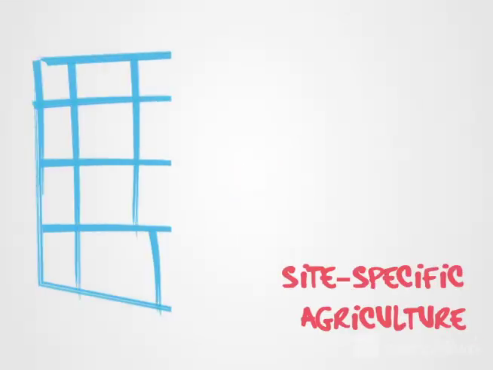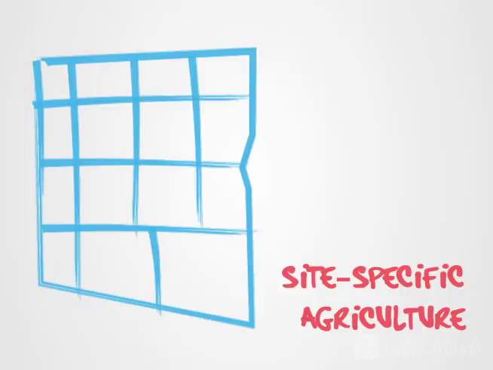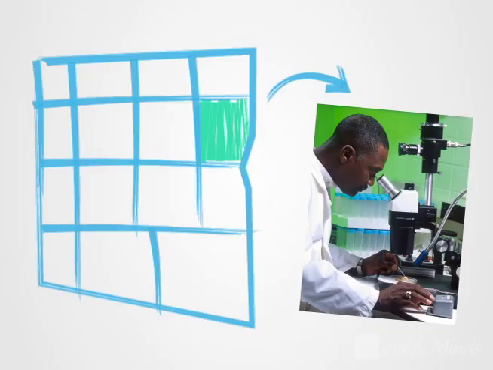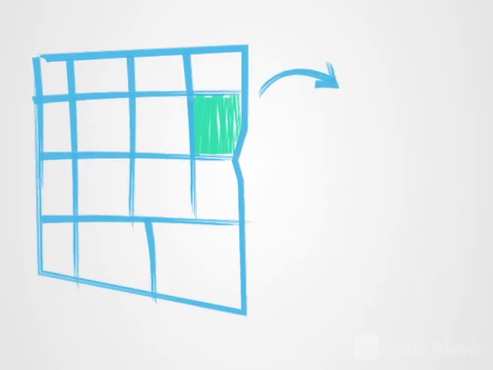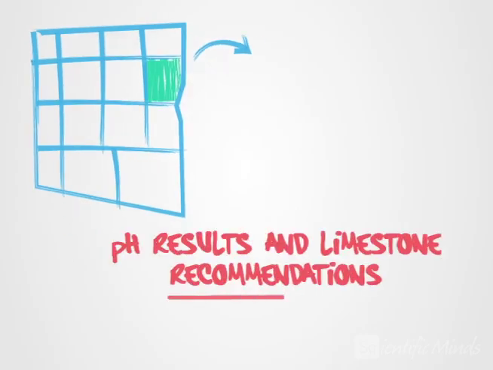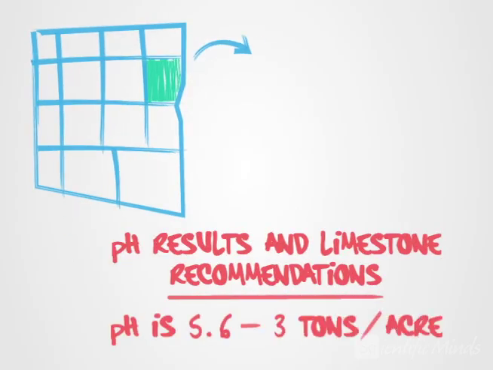In using site-specific agriculture to fertilize, a farmer divides a field into small plots that form a grid. Soil samples are taken from each plot and then analyzed in a lab for nutrient levels. Nutrient information is fed into a computer program that creates a map of the field and shows varying nutrient levels in different areas of the grid.